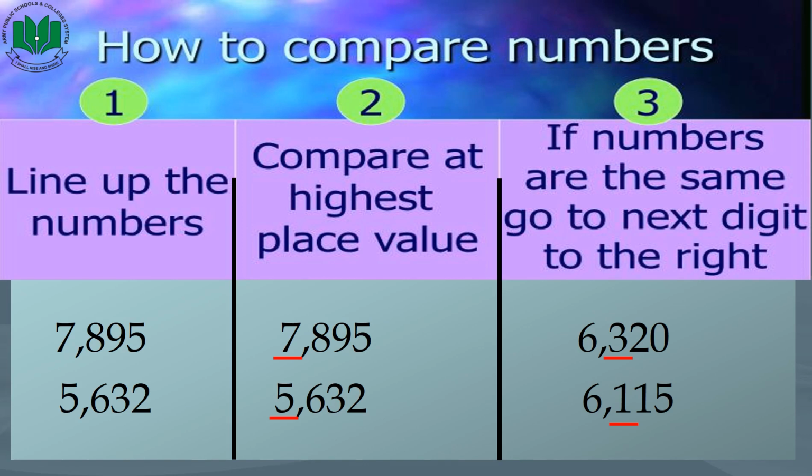How to compare the numbers? There are some rules to compare the numbers. Number 1, line up the numbers. Number 2, compare at highest place value. It means when you are comparing the numbers, you have to start with the highest place value. For example, in this question, the highest place value is 7000 and 5000. You will compare 7 and 5. Rule number 3. If the number at the highest place is the same, go to the next digit to the right. In this example, you can see the highest place value is the same, like 6000 and 6000. What will we do? We will move to the next, like 3 and 1. In this situation, you will compare 3 and 1.